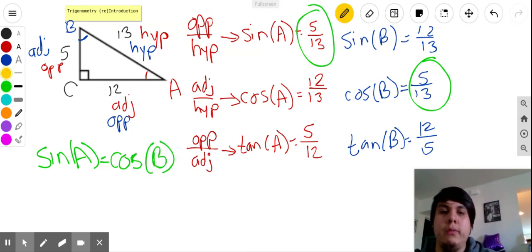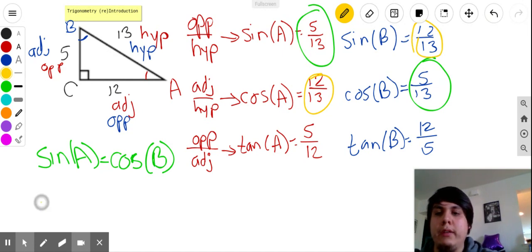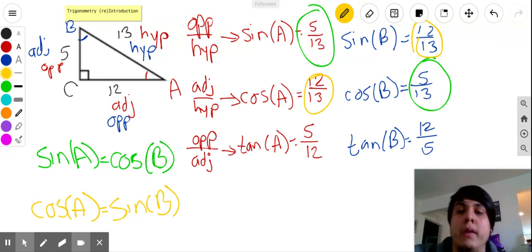And we notice this as well. There we go. We notice that cosine of A is equal to sine of B. Because they're both talking about the same sides, right? They're talking about a 5 compared to a 13, and they're comparing a 12 compared to a 13. Like, those are the ratios.